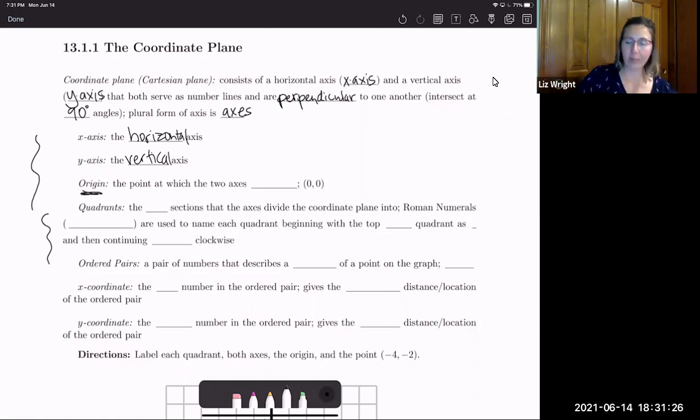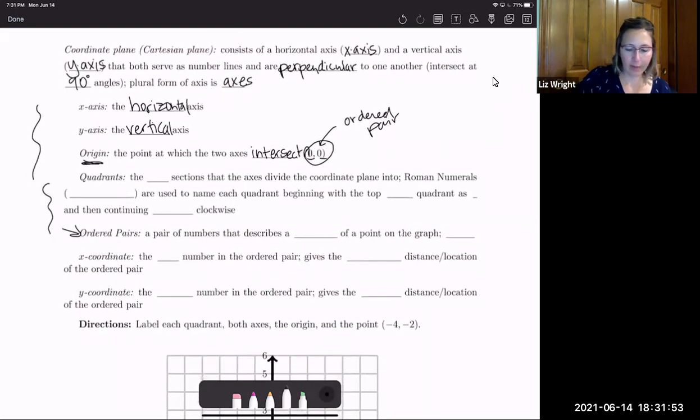Our origin is the point at which those two axes intersect. We would label that point as (0, 0) as our ordered pair. That's another term, an ordered pair, which we are getting ready to define down here as well. But this is an example of an ordered pair.